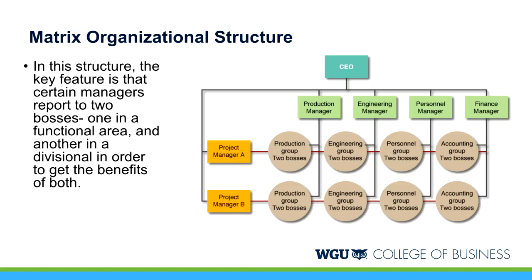Okay, so it's like a mix. So you have a production group, and they report to a production manager, but also a project or a product manager. You see that there? And then another production group will report to project manager B, but also production manager or divisional head, let's say.